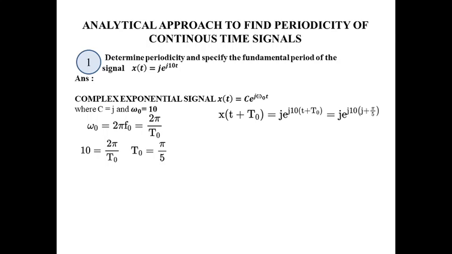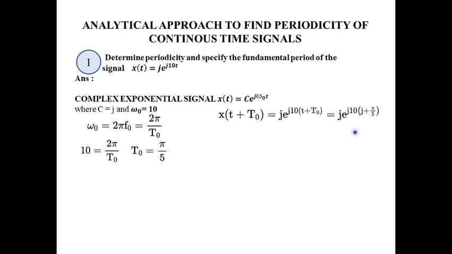That is, you have to check whether the signal satisfies this condition, x of t plus t naught. You should find x of t plus t naught, or you can also find x of t minus t naught, whatever it may be. After finding this, you have to check whether it is equal to x of t. So, x of t plus t naught is equal to, in my original signal x of t, I am just substituting j e power j 10, and in the place of t, we are going to replace it by t plus t naught.